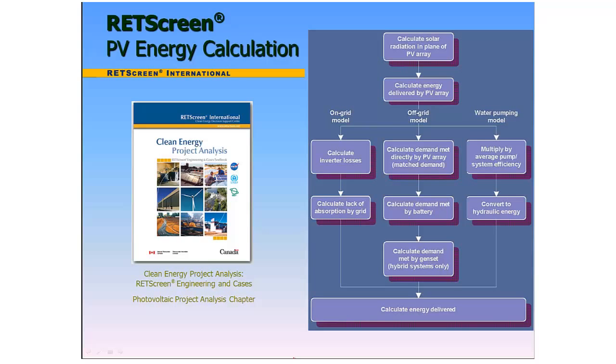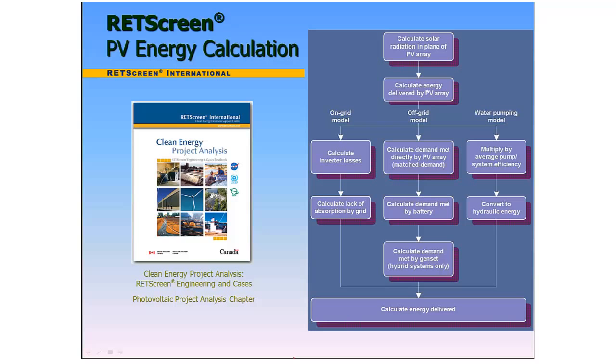For the on-grid model, the output of the array must be reduced by the losses in the inverter. For isolated grids, with much PV capacity compared to the loads on the grid, there may be times when the grid cannot use all the power provided by the PV system. The useful output of the array has to be reduced to account for this.